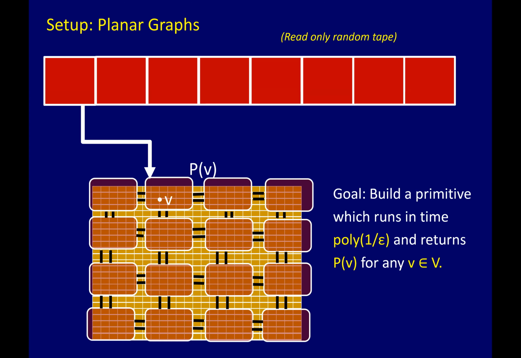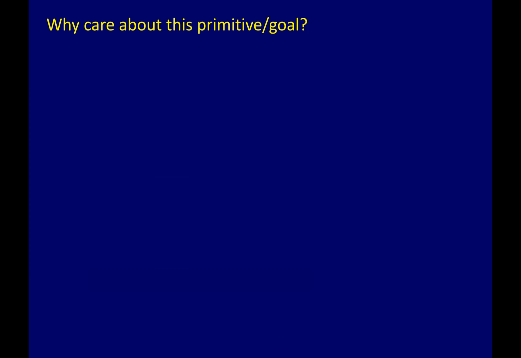Okay, so you're allowed access to this read-only random tape, and then you're supposed to implement this local procedure for me. Okay. So the thing that you might be wondering right now is why should you care about such a goal, right? So here are a bunch of reasons why you might care about such a goal.